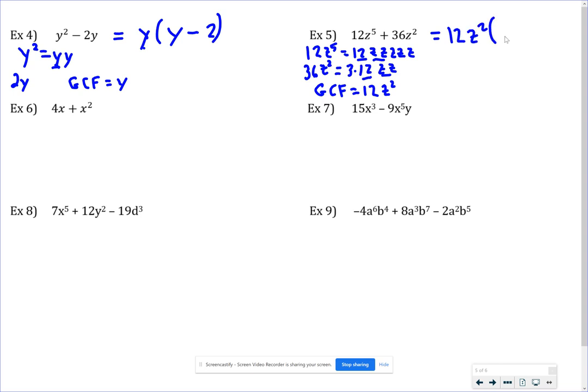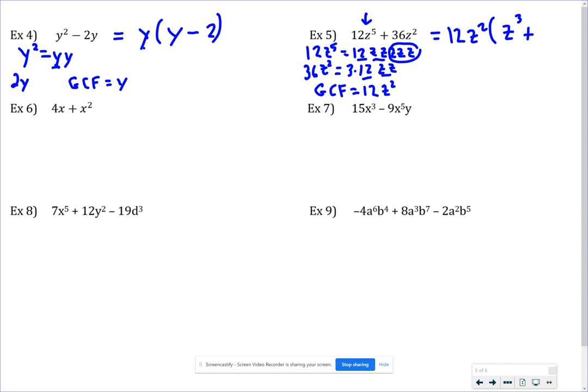Think about what you have left over. If you divide out a 12 and a z squared from this first term, what do we have left? We have a z to the 3rd. We divided out the 12. 12 divided by 12 is 1. We divide out 2 of the z's. Sorry, we divided out 2 of them. That's 3 left over. Right? You can see what's left over right here. So if you've written it out in this expanded form, you can see what's left over: z to the 3rd.